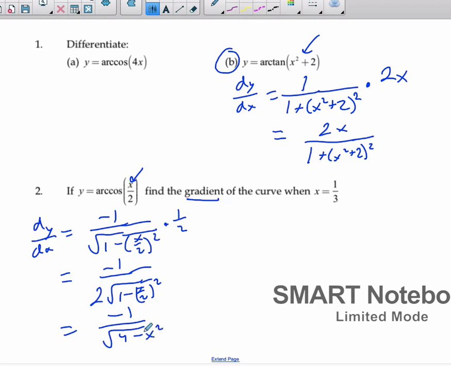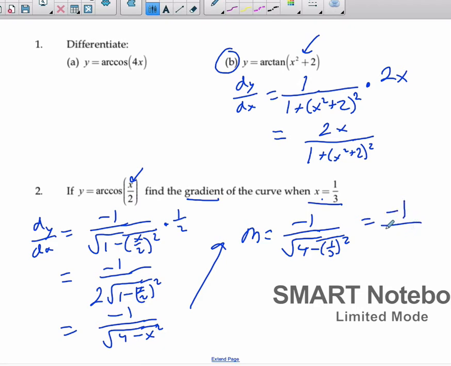That's going to be 4 minus x squared. Okay, find the gradient when x equals 1/3. We just plug in x equals 1/3. So the gradient is negative 1 over root 4 minus 1/3 squared. And let's simplify that. Negative 1 over root 4 minus 1/9, which equals negative 1 over root, that's going to be 36 over 9. 36 minus that is 35 over 9. But you can square root 9, which is 3. So 1 over root 35 over 3 is going to be 3 over root 35.